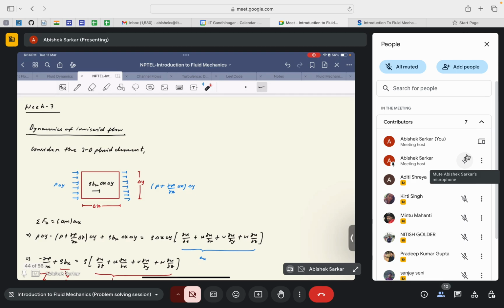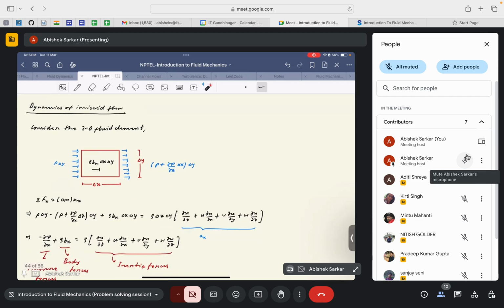So in this case, we are dealing with the dynamics of inviscid flow. The word inviscid inherently gives us an idea that we are dealing with fluid motions which are inviscid in nature, or the kinds of fluid motion where the velocity gradients are considered to be negligible.